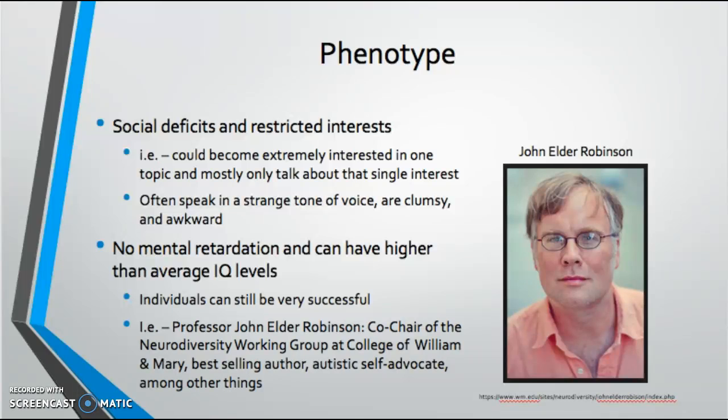However, individuals with this condition have no mental retardation and can have higher than average IQ levels. Therefore, individuals can still be very successful if they have Asperger syndrome. A great example of this is Professor John Elder Robison. He is the co-chair of the Neurodiversity Working Group at the College of William & Mary, a best-selling author, autistic self-advocate, among other things. He's pictured to the right.